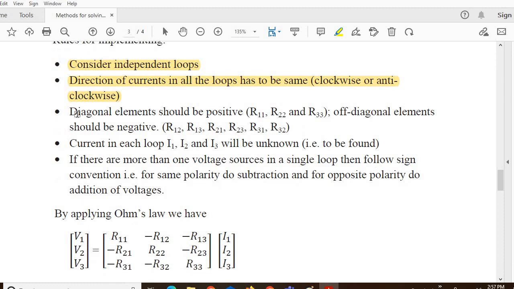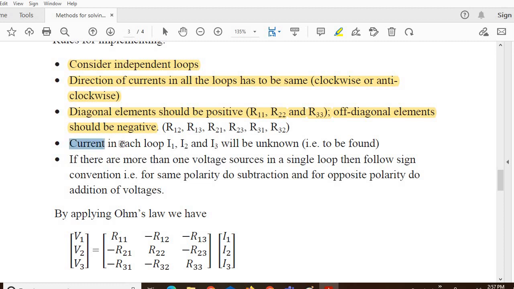The third important rule is the diagonal elements should be positive and the off-diagonal elements should be negative, or sometimes they are referred to as non-diagonal elements. So here R11 is the first element, that is the diagonal element. The suffix 1 1 represents the first loop, 1 2 represents the first and second loop, 1 3 represents the first and third loop. So the suffix 1, 2 and 3 represents the loop numbers.